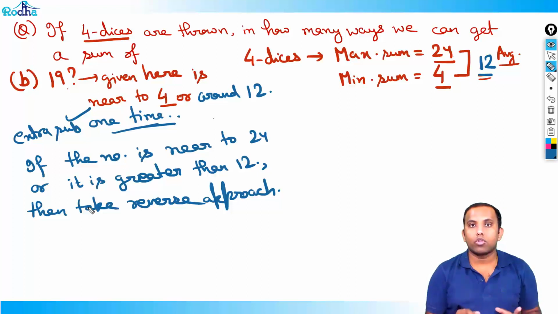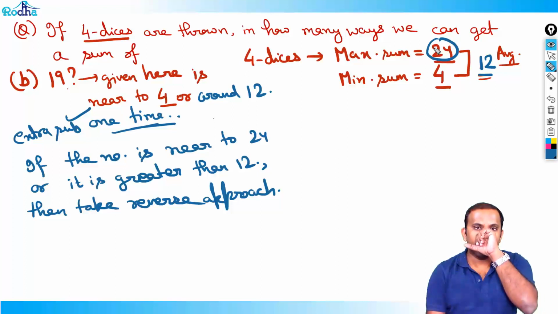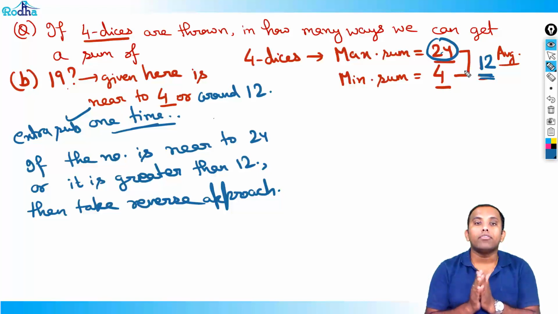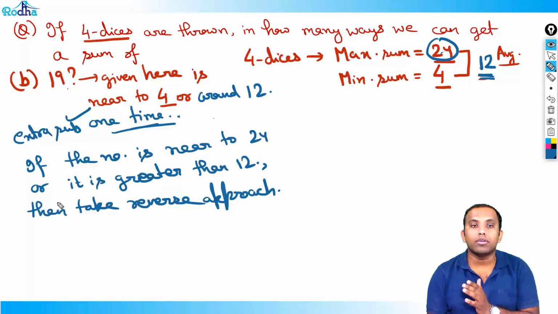So if 4 dice are thrown, what is the maximum sum? The maximum sum is 24, the minimum is 4, right? So let's take around half of the maximum sum, that is 12. Around 12, if you take the value, you have to do that subtraction only one time. Around 12, 13, 14, anything, you have to do the subtraction only one time. But if the value is more than 12 or 13 or 14, or it is near to 24, then you have to take the reverse approach.